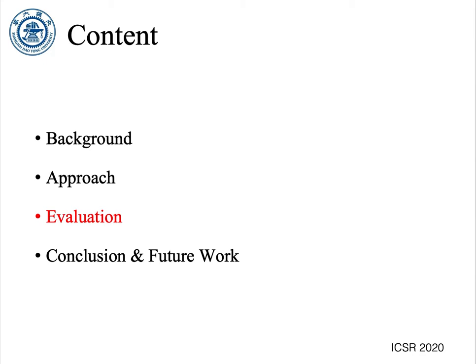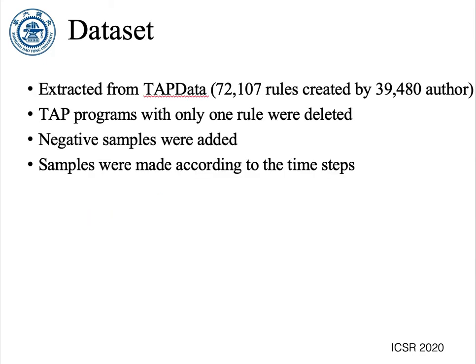Next, I will analyze the evaluation of the work. The evaluation data is extracted from TAP data. TAP programs with only one trigger action rule were deleted because such a project could not be tested. The input of Atar in each training step is all history rules in the TAP program and one candidate rule. And the output is the probability that the user will select this candidate rule to join the current TAP program.